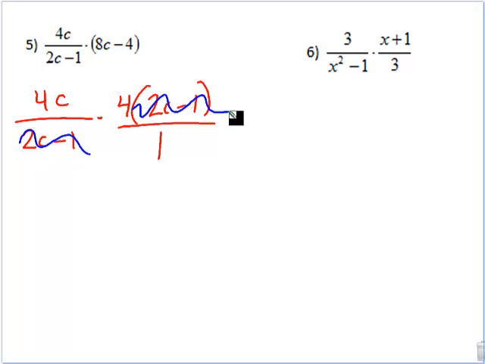So in the numerator, we have a 4c times a 4. So what would that give us? 16c. The denominator, we just have a 1. Are we going to write it over 1, though? No. We would just leave it as 16c. Is that okay?